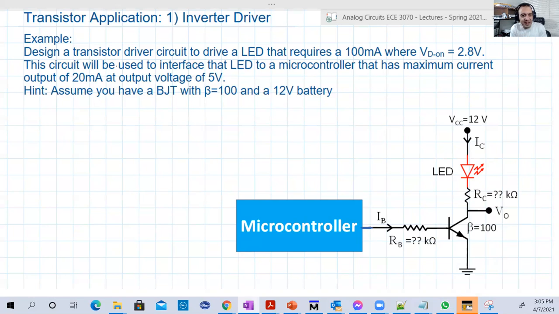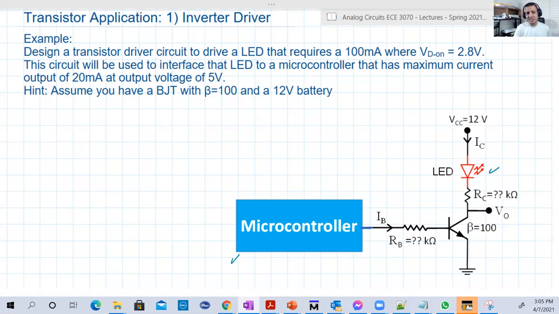So here we have an interesting circuit in which we use the transistor as an inverting driver interface between two things. The first is a microcontroller and the second is an LED. You remember, guys, the LED that we started with as a special type of diode. When it becomes forward biased and on, it emits light.